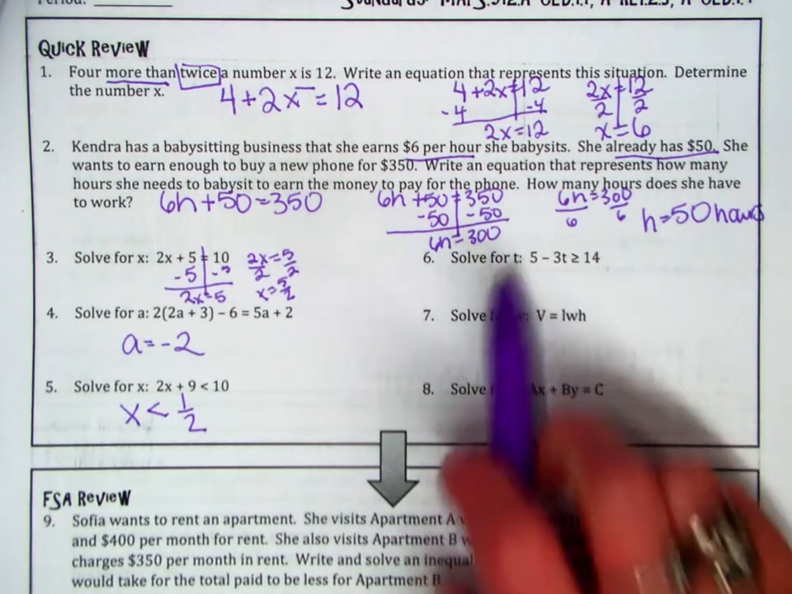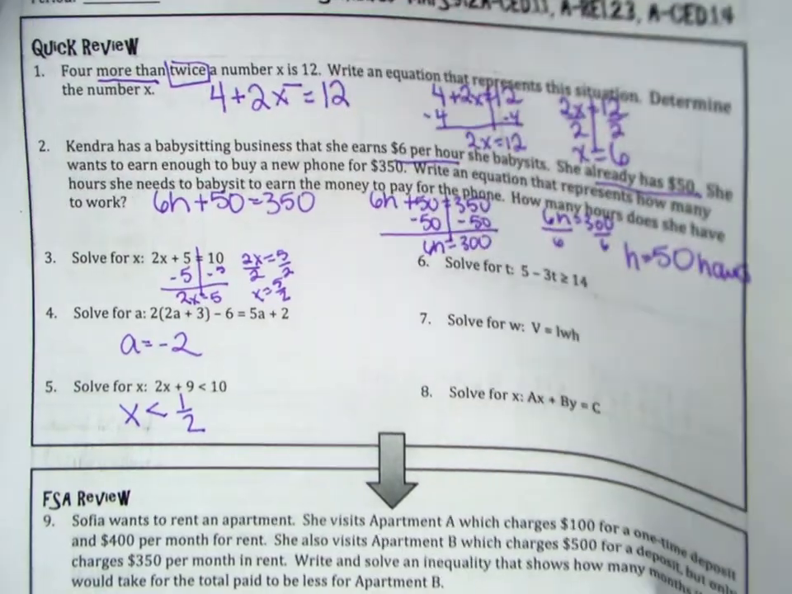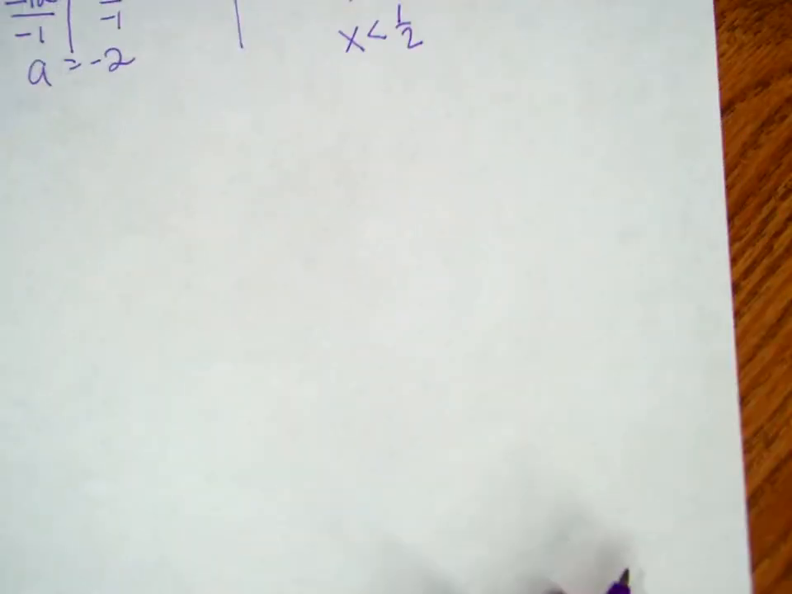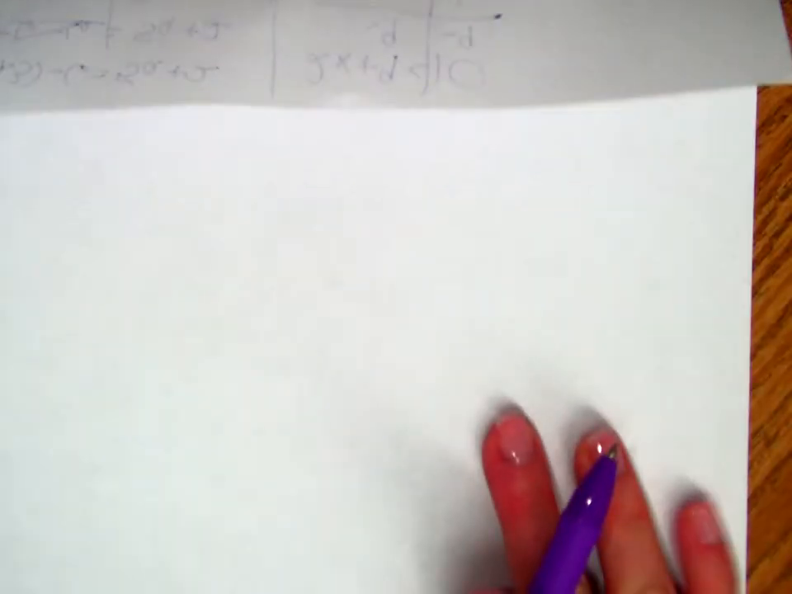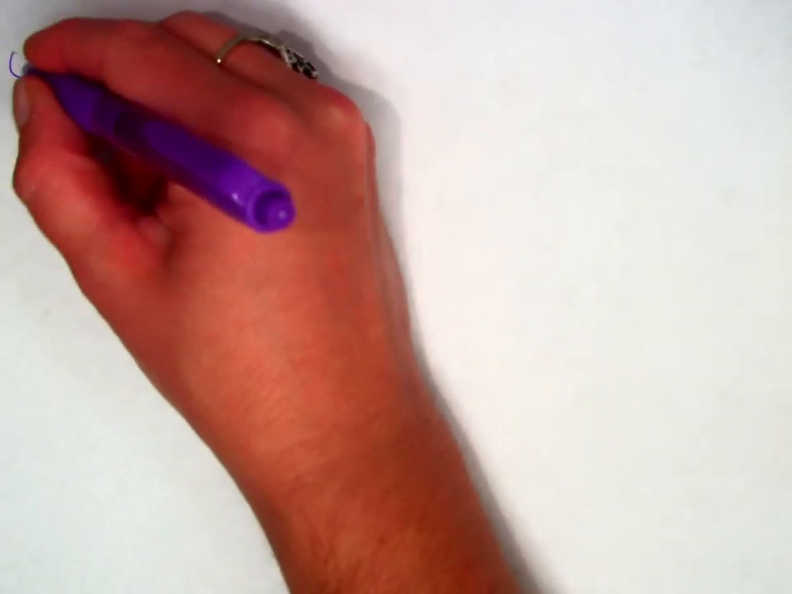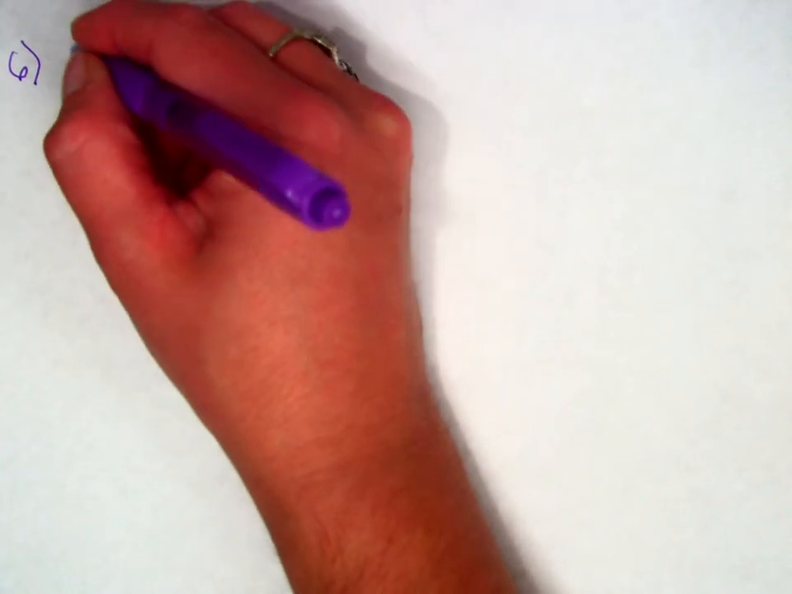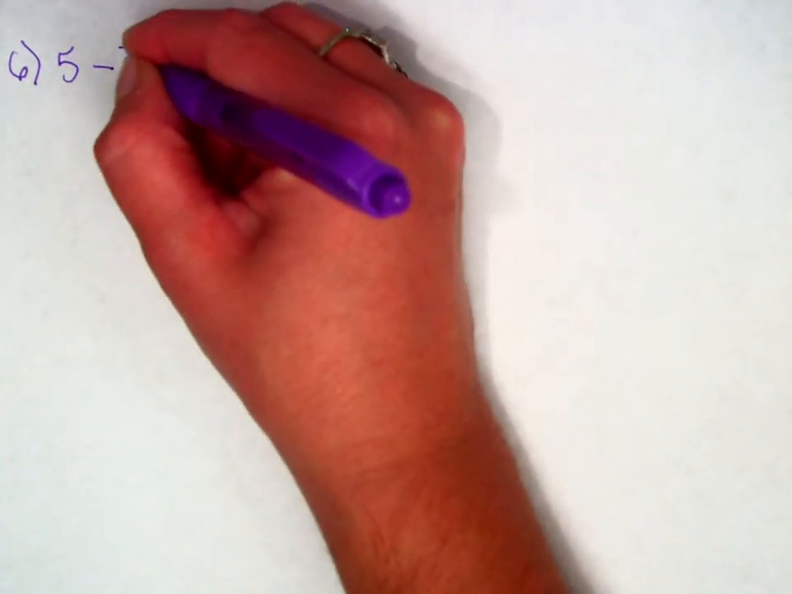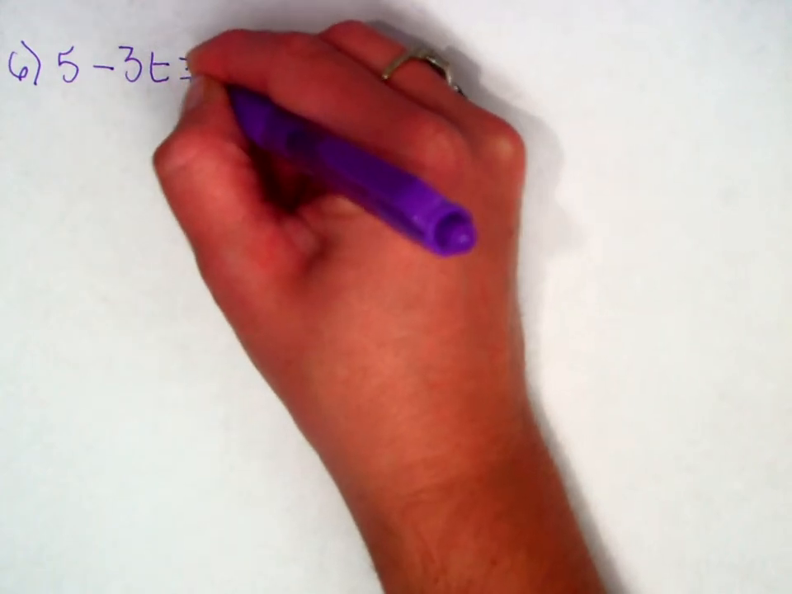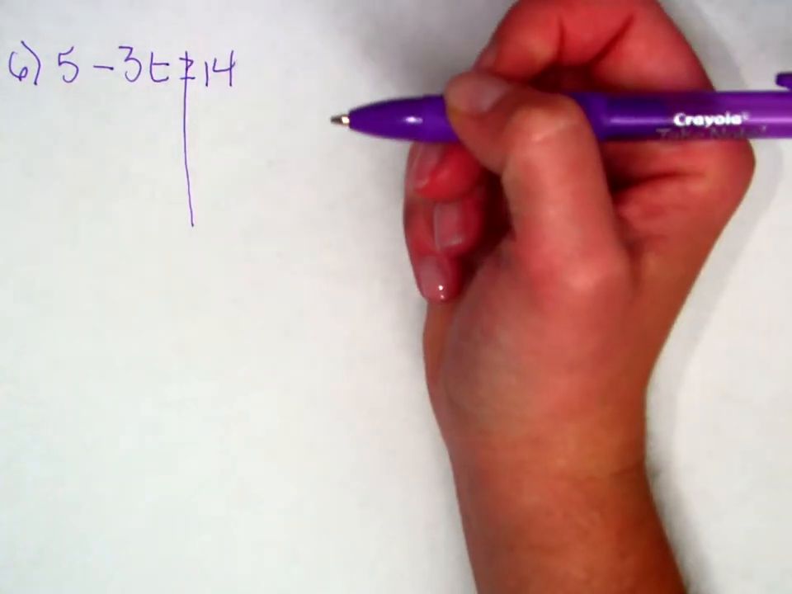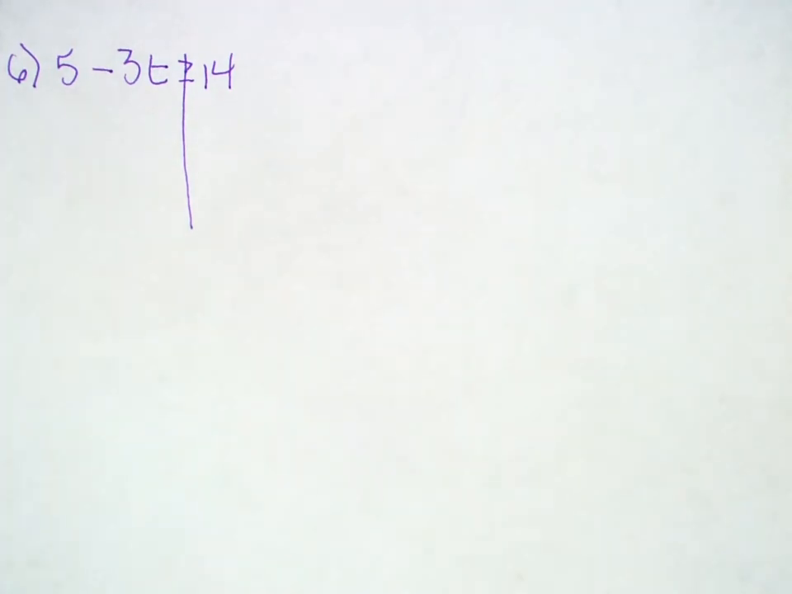All right, so now I'm going to look at number 6, which is also an inequality. So 6 is 5 minus 3t is greater than or equal to 14. So again, I'll underline my inequality symbol, and it's greater than or equal to.